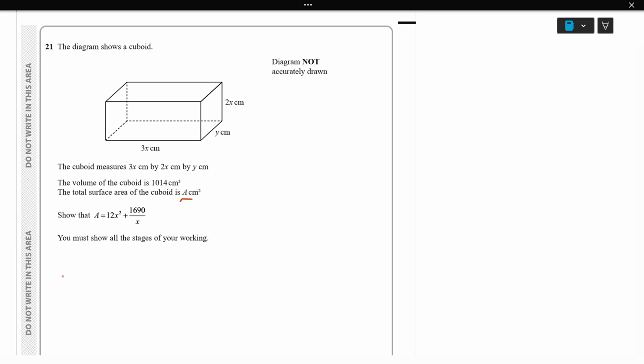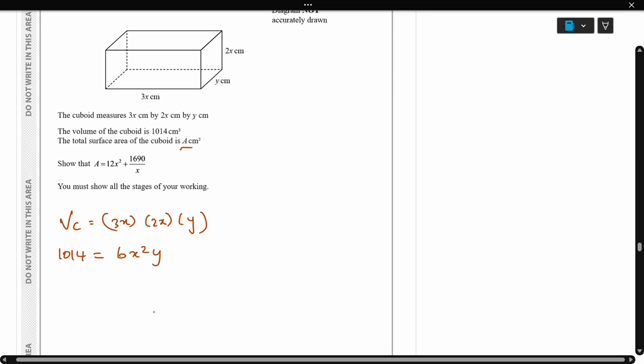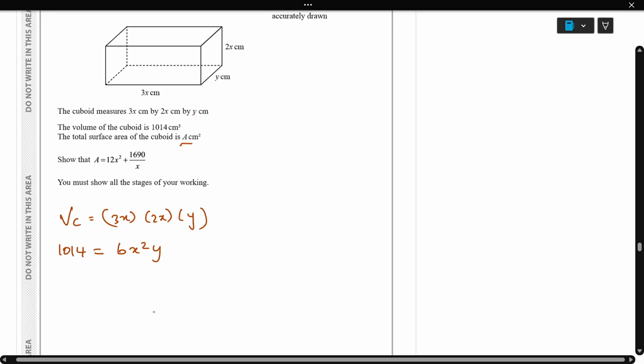Okay, first the volume of this cuboid, so we need to multiply everything. So 3x times 2x times y. Volume is already given, which is 1014. So 1014 equals 6x squared y. Next, total surface area. So we need to find the area of all the sides.